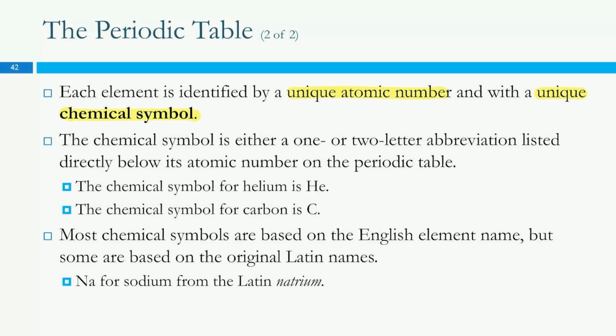There are a lot of them that are based on English names, but some, like sodium, are from natrium. Does anybody know another one? Just elements that have their symbol from a different language other than English. Potassium. All right, potassium is K. Do you know where it comes from?